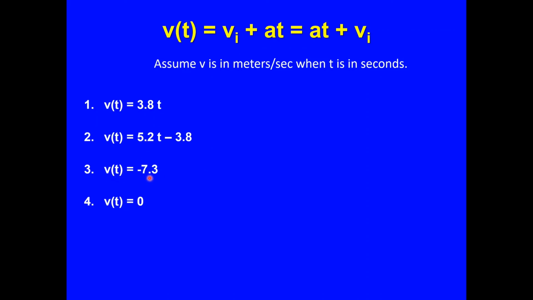Example 3, there is no t term, so the acceleration would be 0, and we have a constant velocity of negative 7.3 meters per second. So that initial velocity is its constant velocity because it's not changing. Example 4 is the equation of an object that is at rest. Its initial velocity is 0 and it has no acceleration, which means it's not changing its velocity. So if you start with a velocity of 0 and you don't change it, that means you remain with a velocity of 0, so you are at rest.